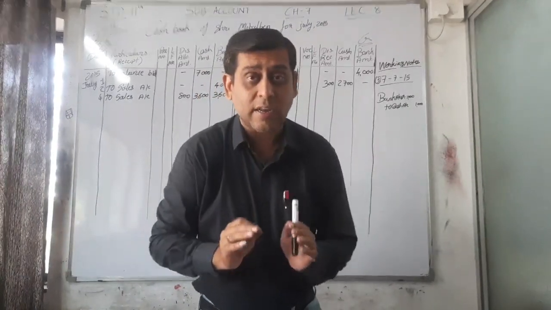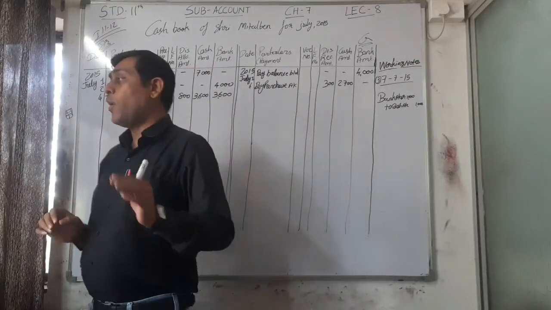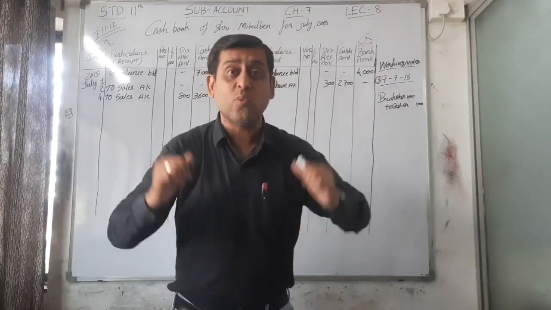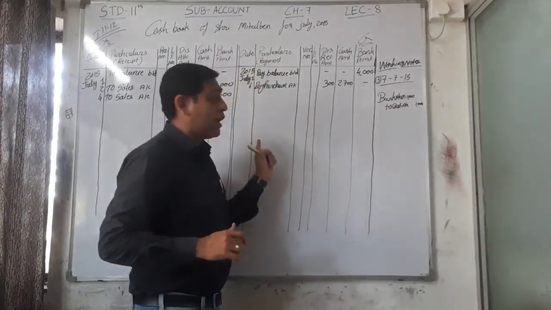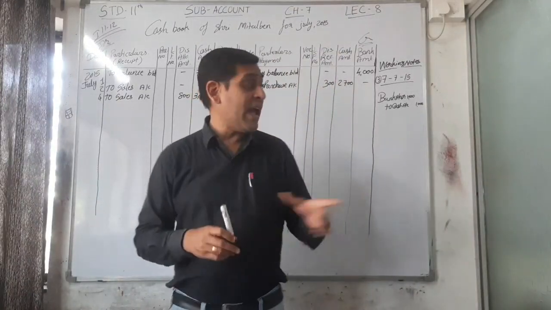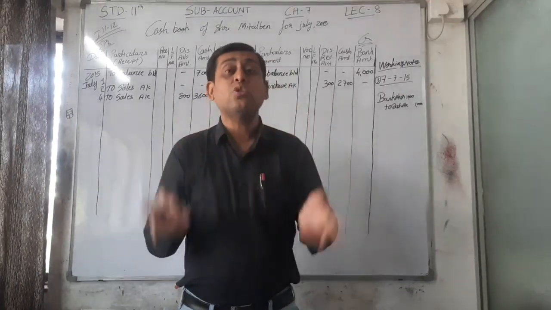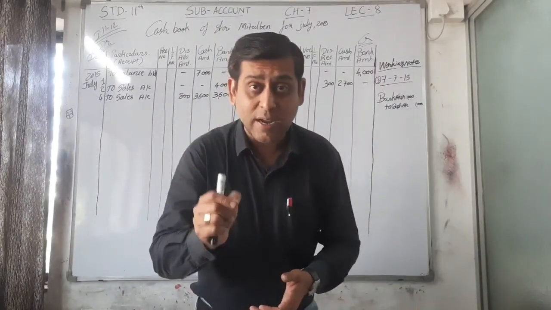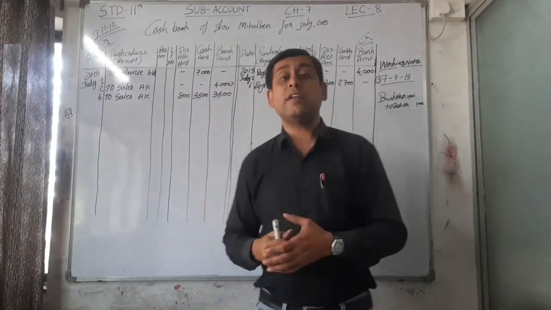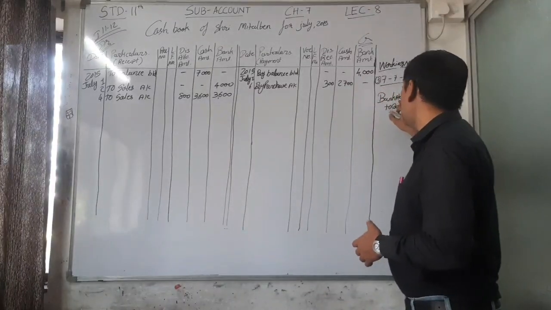Why is it a contra entry? Whenever bank account is debited and cash account is credited, whenever the two accounts affected in the journal entry are both in one, that is in the three columnar cash book, then it will become a contra entry. The bank column is also there, the cash column is also there on both sides of the cash book, and that's why it becomes a contra entry. Okay, so here the contra entry, that's why we have to record on both sides whatever the transaction.